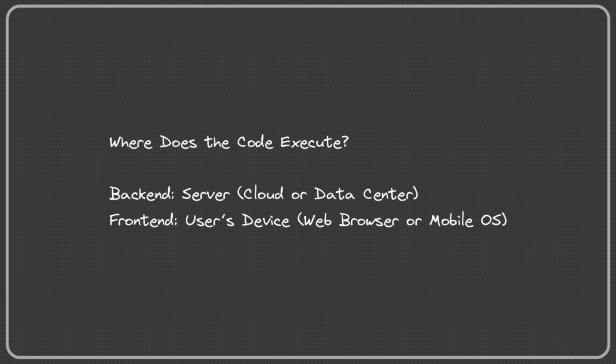Now, let's discuss where all this code runs. Backend code operates on a server, which can be located in a data center or hosted on the cloud, like AWS or Google Cloud. On the flip side, front-end code runs directly on the user's device, whether that's in a web browser or a mobile app. This distribution allows for real-time interactions and smooth user experiences.